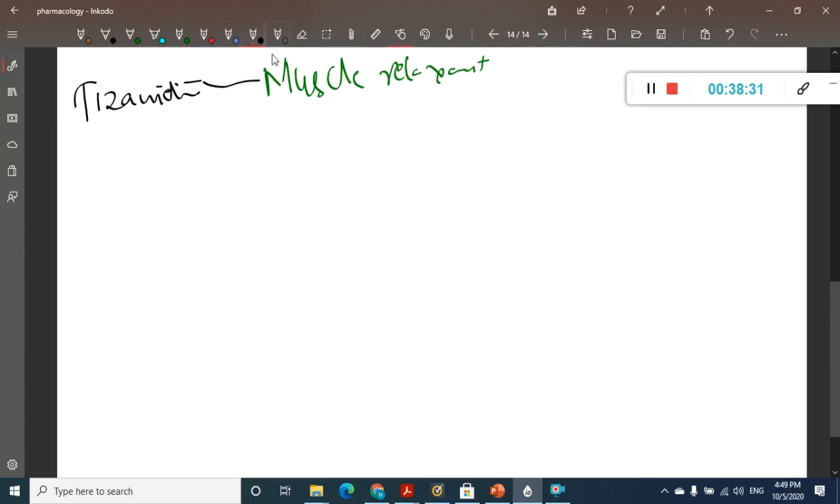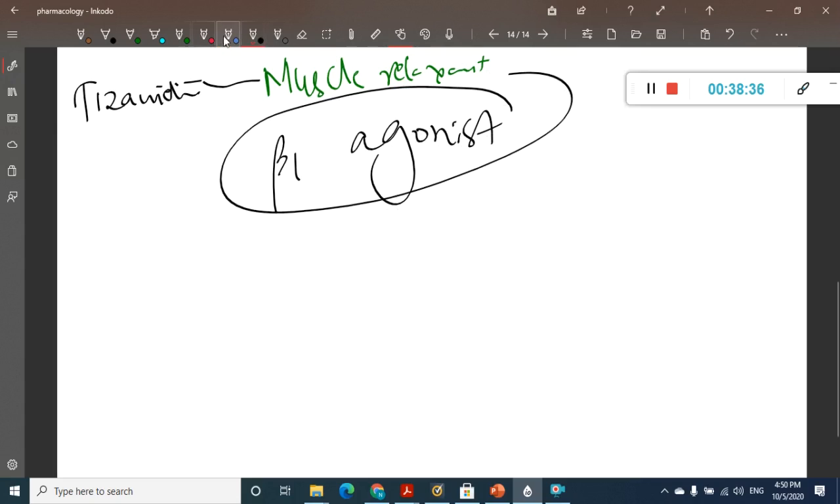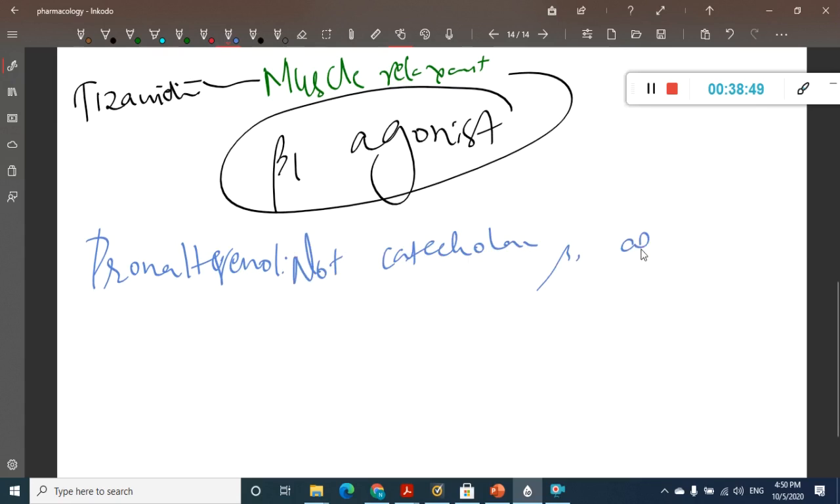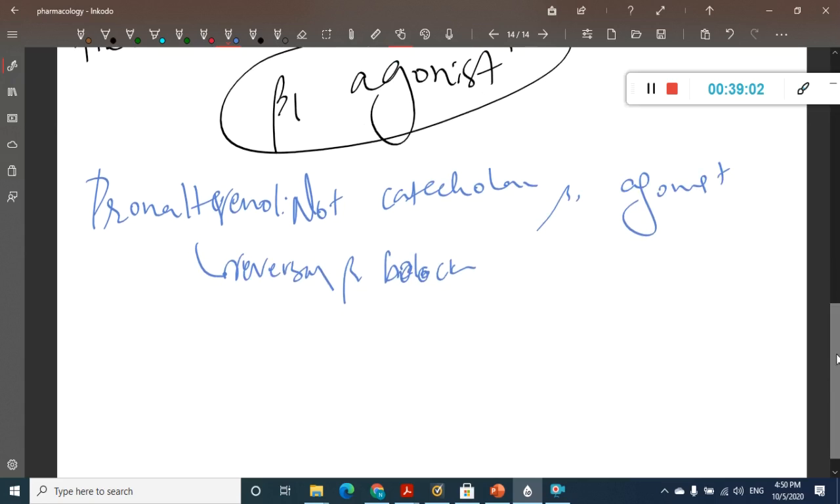Then the next group has only one available drug, which is a beta 1 agonist. What is the beta 1 agonist which is available? That is prenalterol. Prenalterol is a noncatecholamine beta 1 agonist, and it has recently been promoted for the reversal of beta blocker effects.